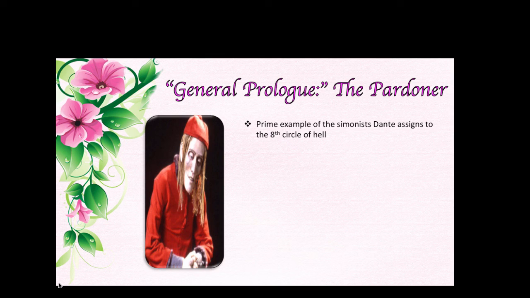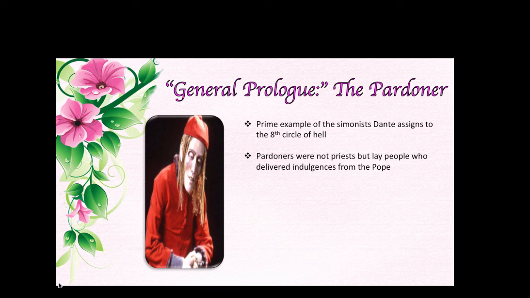The pardoner is almost immediately identified as a Simonist. And Simonists were a type of sinner that Dante assigns to the eighth circle of hell. A Simonist is a person who makes money through religious fraud. And the first thing that Chaucer says about him is that he is from the Hospital of St. Mary's at Roncesvalles. Now, that hospital had tried twice to raise money by selling indulgences, and it had been the subject of scandal because of this.